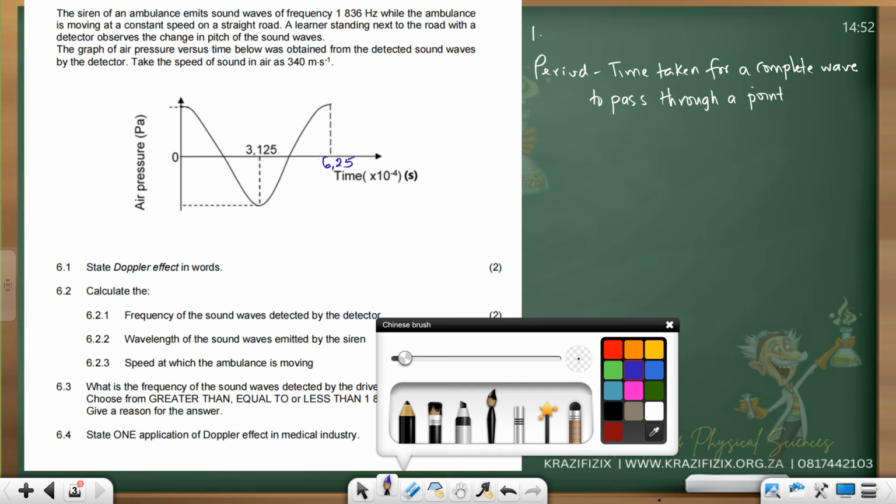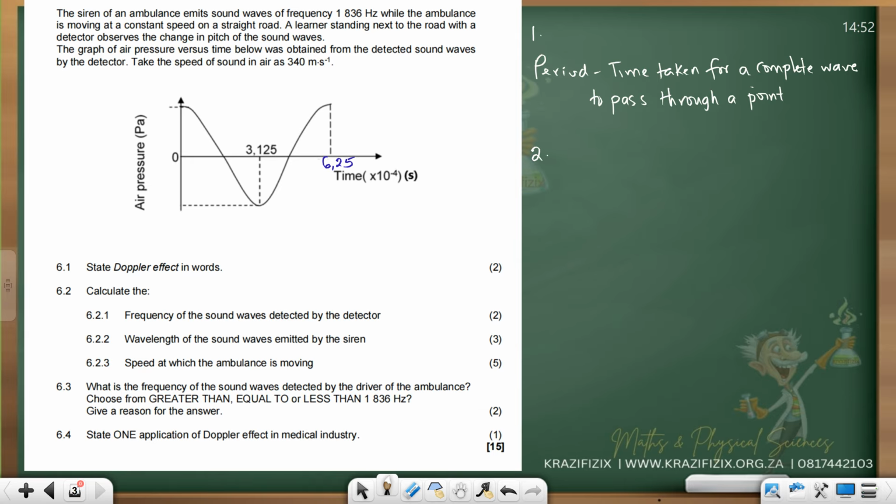Why? I see the next question. They said what? Frequency. So how do you calculate frequency? Frequency is 1 over T. Grade 10. And T is the period. So F equals to 1 over what? 6,25. Please don't forget.